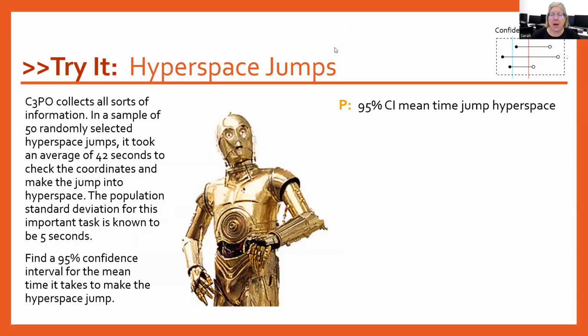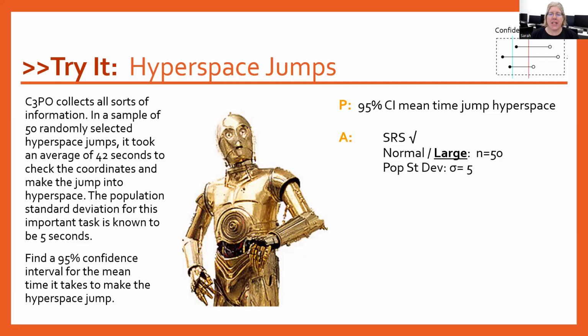All right, so we're going to start with P, and I'm going to write something like 95% CI mean time jump hyperspace. So really, you can eliminate a lot of words from that sentence and just scribble something down quickly that gives you the context. You don't have to go back and reread everything when you're writing your conclusion.